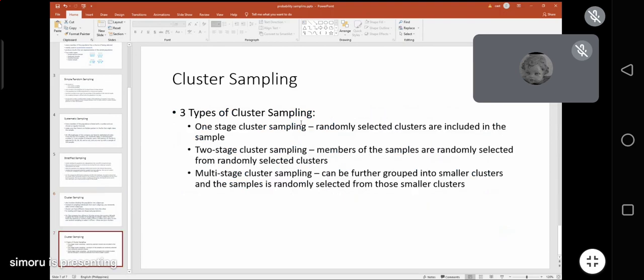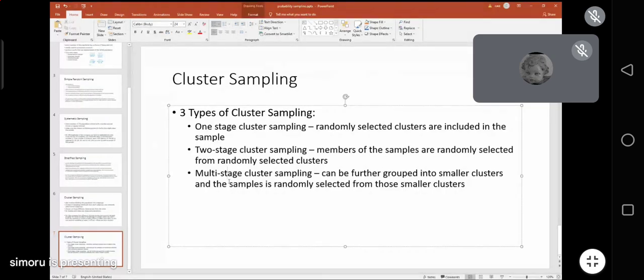So there are 3 types of cluster sampling. The first one is single-stage cluster sampling. It randomly selects clusters that are included in the sample. So you just select a cluster and that's it. For two-stage cluster sampling, members of the sample are randomly selected from randomly selected clusters. So you randomly select a cluster, then you randomly select members in those clusters for your sample. It's a bit redundant, so it's a bit hard to understand.